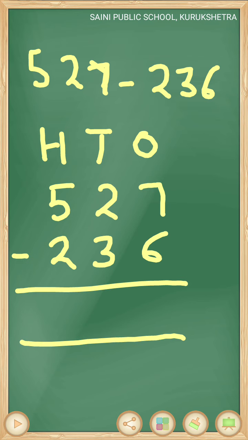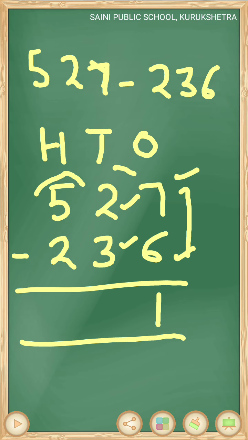Start from which side? From right side, that is ones place. Now at ones place here is 7, here is 6. 6 is smaller than 7, so we can do subtraction easily. 7 minus 6, 1. Now move to tens place. Here is 2 and here is 3. 3 is bigger than 2. We can't subtract this. So we will take borrow from hundred place.